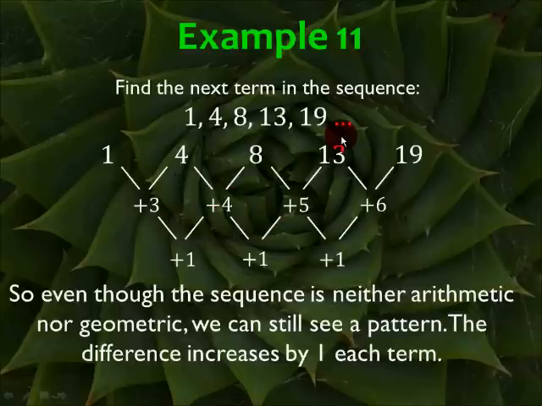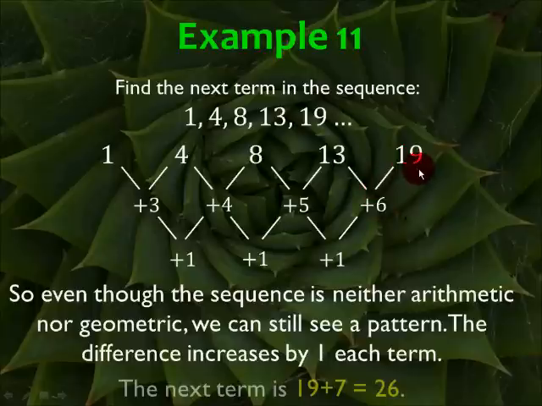So to find the next term, you see that to get from 13 to 19, you add 6, which means you have to add 7 to 19 to get the next term, to get 26. And if you wanted to find the following term after that, you would add 8 to get 34. So just because, again, a sequence is neither arithmetic nor geometric doesn't mean you still can't identify a pattern.